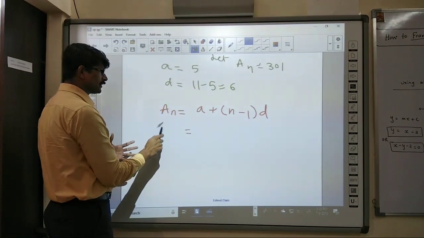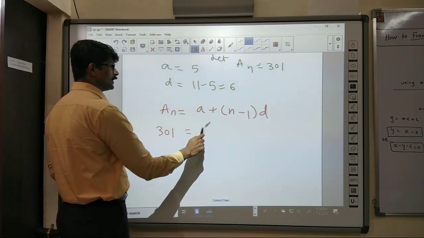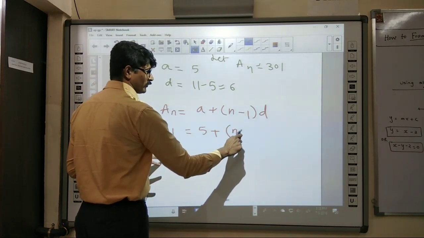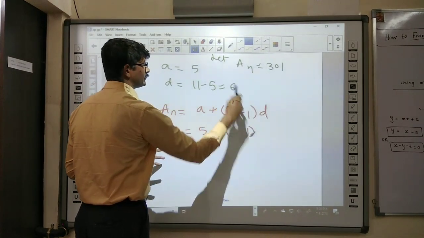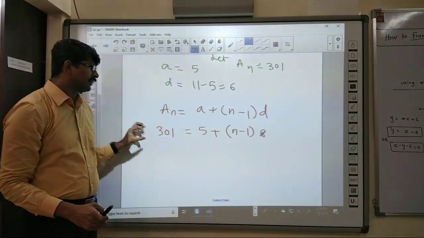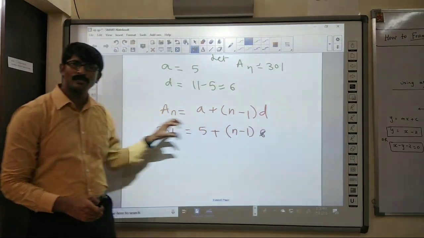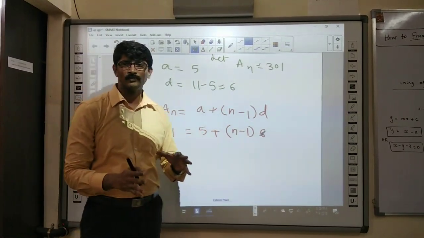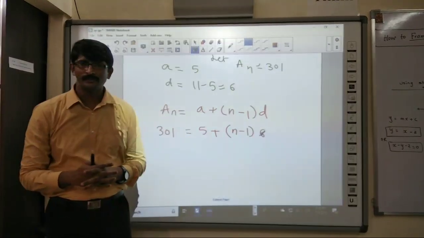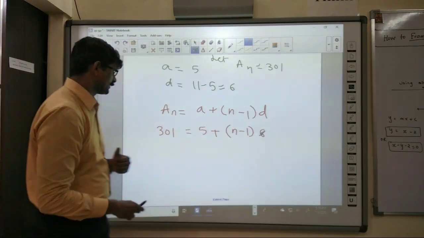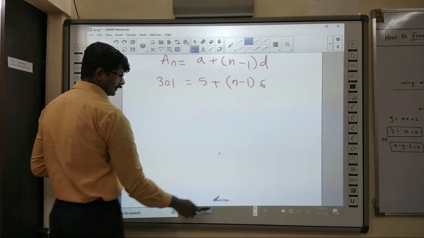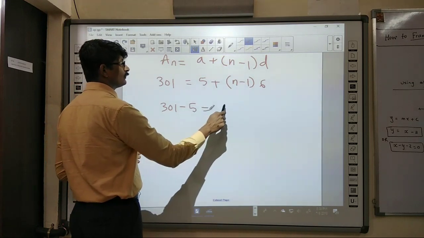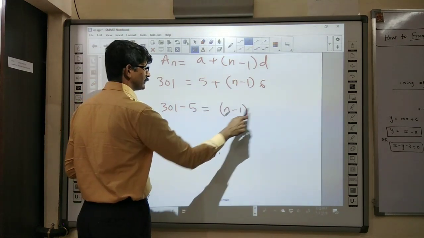So our an is over here 301. a is 5 plus n minus 1, n is what we have to find, minus 1, and d is 6. So in case after solving this one linear equation, if you get this n as a whole number, yes, it is a part of this series or sequence. So 301 minus 5 equals n minus 1 into 6.